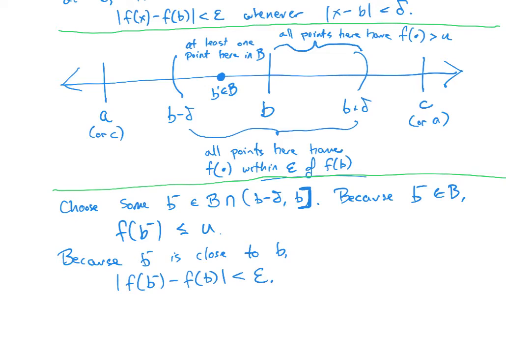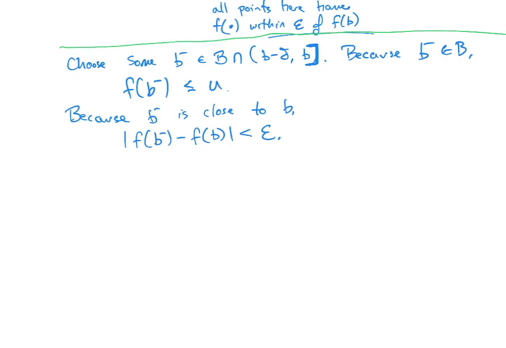Okay. This means if we combine these two, what do we get? Well, I want to bound f of b. Okay. Because f of b minus and f of b are within epsilon of each other, the absolute largest that f of b could be, and actually this is a strict inequality, but f of b could not be larger than f of b minus plus epsilon.